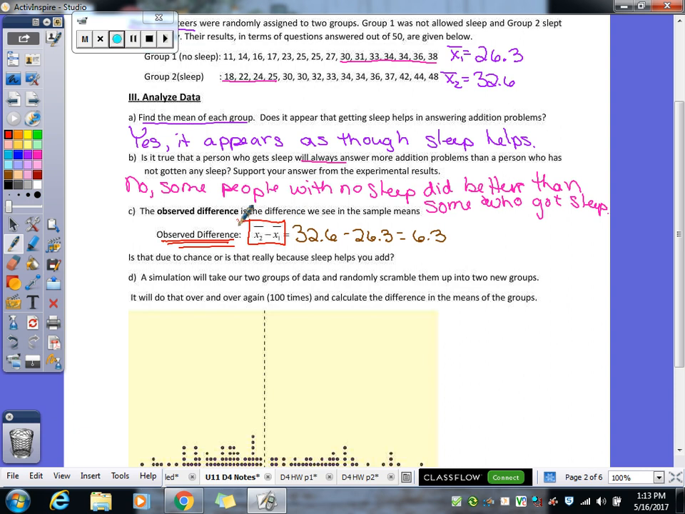So now the nice thing is when you go to figure out your observed difference, they will always tell you what order to subtract it in. They're not going to like sit there and make you try to guess. They will actually always give you that. So that's a nice thing that they help you out with there.